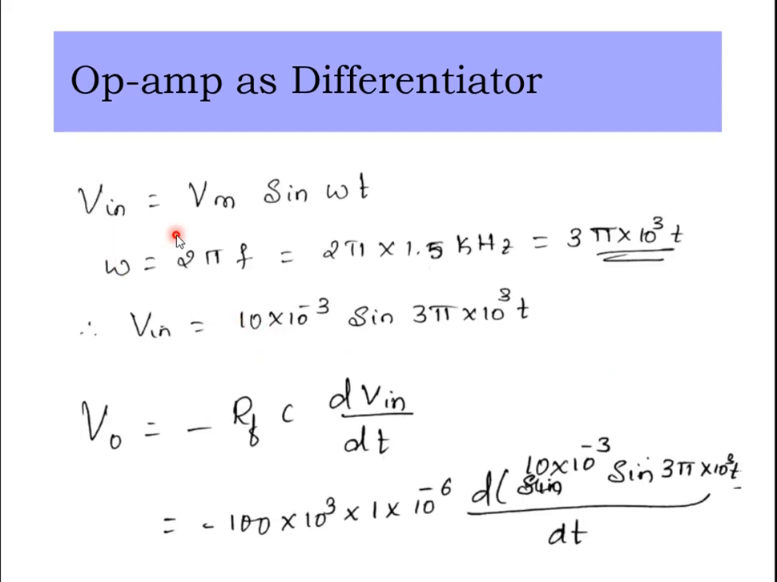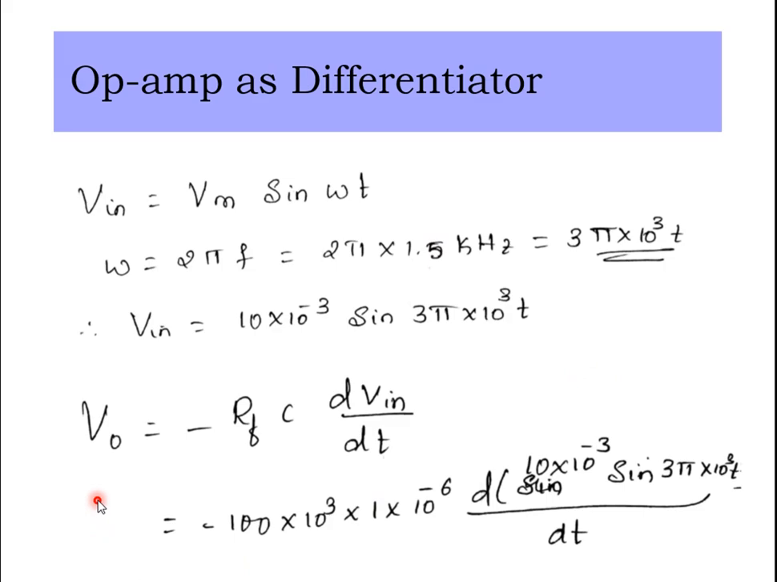So therefore Vin is equal to Vm sin omega t, where omega is equal to 2 pi f. So 2 pi f, with f given as 1.5 kilohertz, simplifying this we get 3 pi into 10 to the power of 3 t. So substitute the value of Vm and omega value. Here Vin is equal to Vm, which is 10 millivolts, 10 into 10 to the power of minus 3, sin of omega, which is 3 pi into 10 to the power of 3 t.